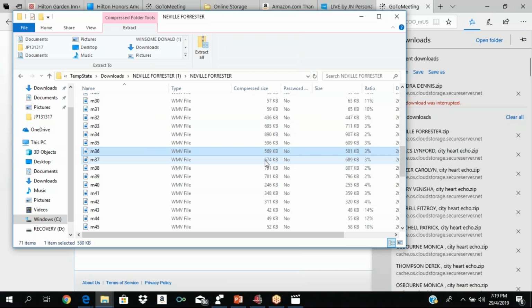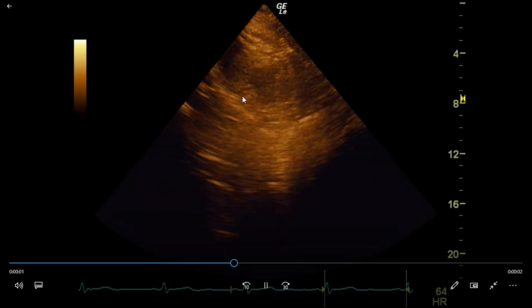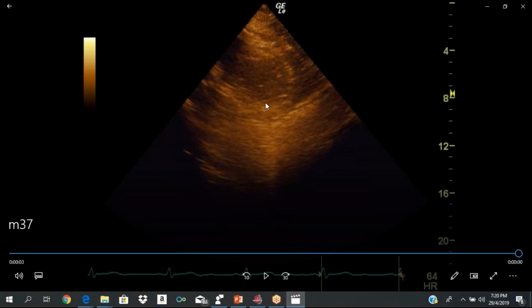Now to get to the apex, you just move the angle of the transducer further upwards, and you get to the apex. At the apex, we only describe 4 segments. You have an anterior up top, inferior below. This is the lateral segment, and this is your septal. So this is at the level of the apex.